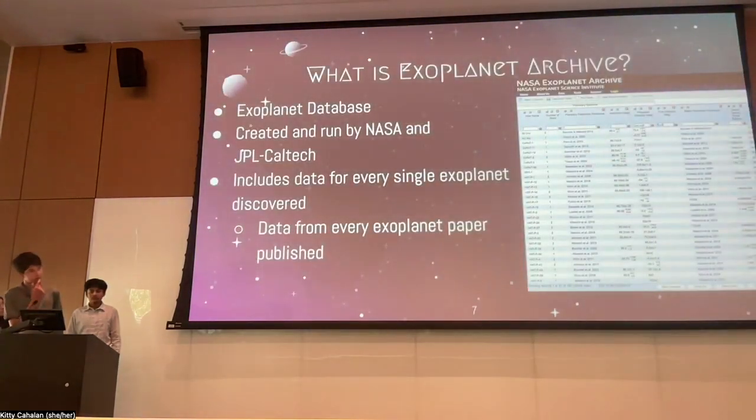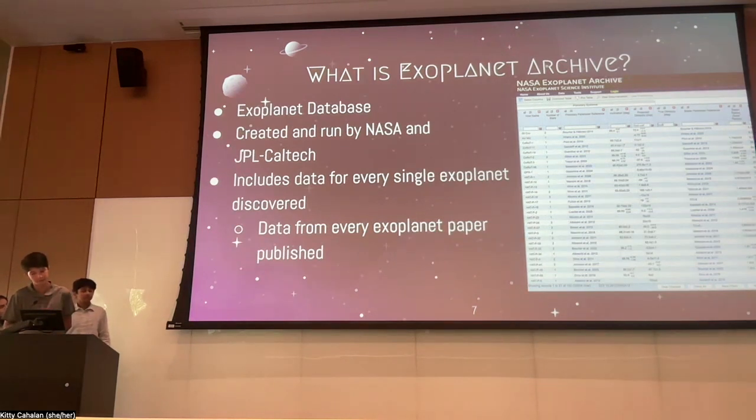All right, so where do we get our data? This is the NASA Exoplanet Archive. It is created and run by NASA and JPL Caltech, and it includes every single data point for every single exoplanet paper published. And this is very useful for our calculations of true obliquity.